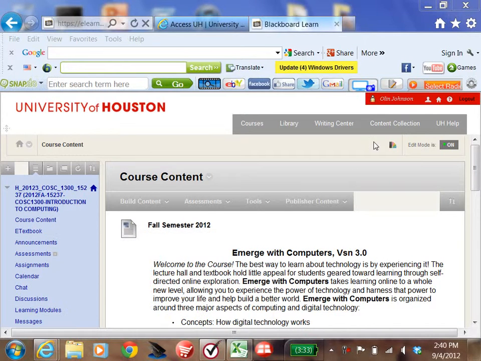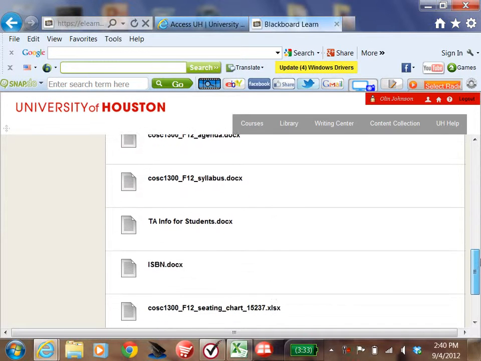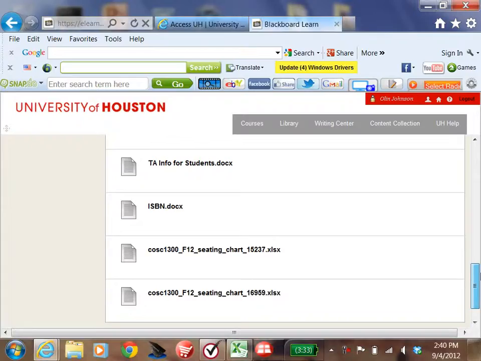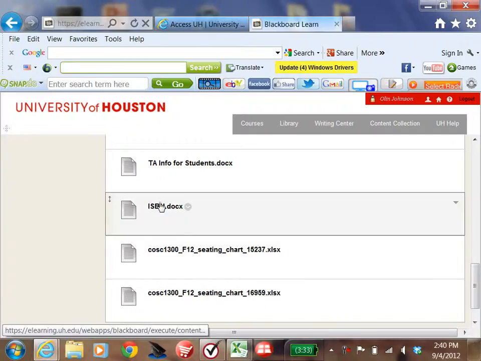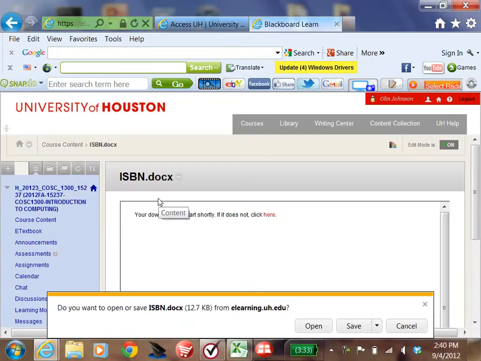So when you bring up the class page, go down. I changed the seating chart a little bit, and it'll be changed more next time because people have added it. I also have some information on this ISBN.